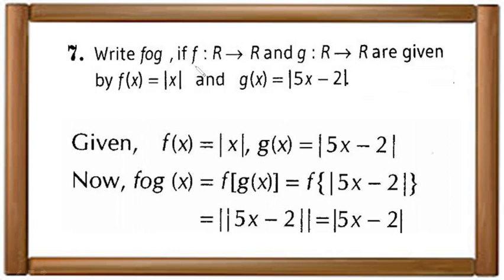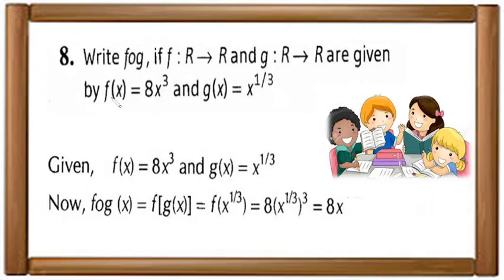Question number 7. Write fog if the function f is defined from R to R, g is also from R to R, and they are both given like this. This is a question from your NCERT and we have discussed it earlier also. So we have to find fog x. Fog x means f of g(x). Now what is g(x)? Mod of 5x minus 2. Now we treat it as x in f(x). So what is f(x)? f(x) is mod of x, which means we will get a double mod. If we apply 2 mods or 50 mods or 1 mod, it means the same thing. So the final answer is mod of 5x minus 2. This is fog x.